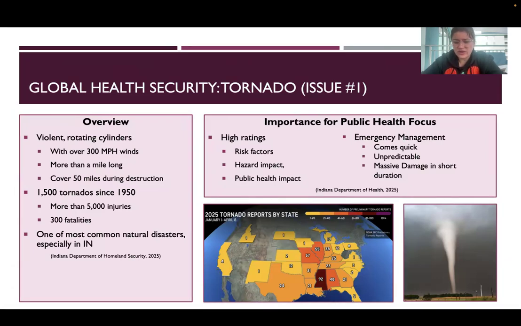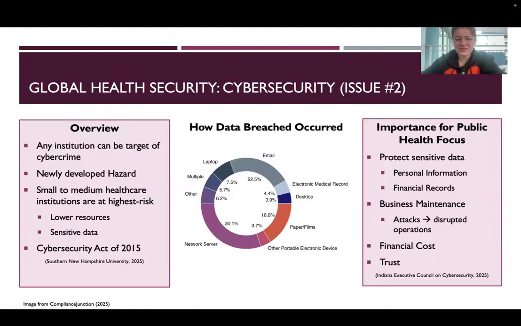This health hazard is important to focus on because Indiana has high ratings of its impact on public health, as we saw in the JRA graphs. There's also a high impact in EMS and infrastructure. Additionally, tornadoes are not preventable as they are a natural disaster, so it's crucial to have proper emergency management for post-disaster. For the second highest health hazard in Indiana, cybersecurity takes the spot.